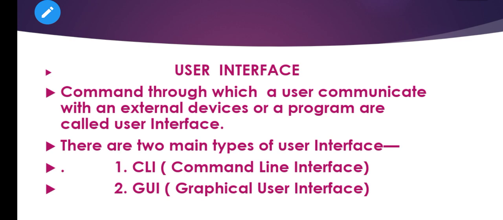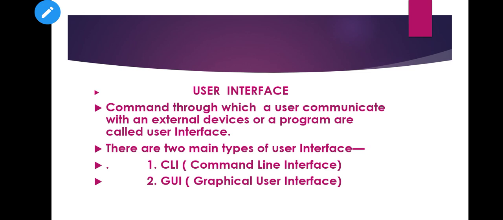Now, the second type of user interface is GUI, that is Graphical User Interface. It provides a picture-oriented way to interact with hardware and software. It includes menu, toolbar, pictures, windows, etc. This way, children, we can understand what is user interface. It means by which the user and a computer system interact.